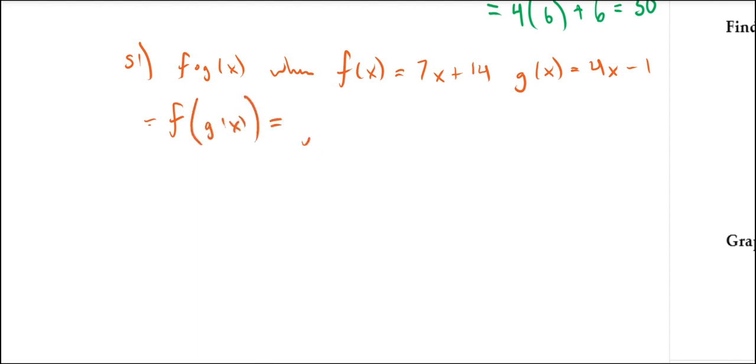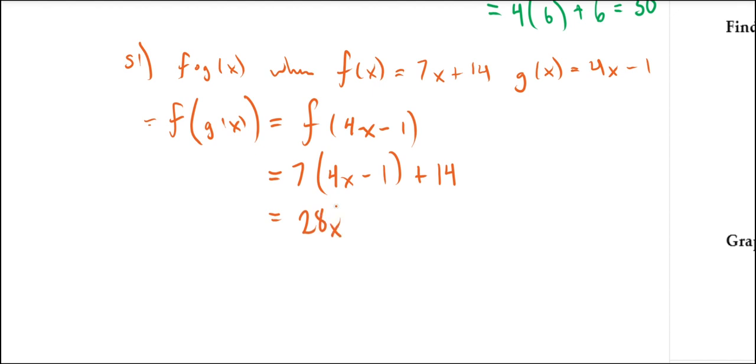So we want to take g's rules, which are 4x minus 1, and plug them into f's rules, which are 7 times that, so 7 times 4x minus 1, plus 14. Distributing by 7, I get 28x minus 7 plus 14, which leaves me with 28x plus 7, which is right here.